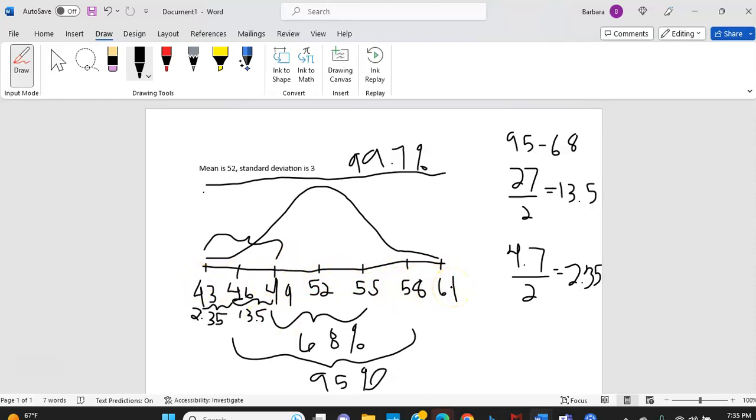So once you've done one of these, it may be wise to make yourself a little drawing and go, okay, I know that between the third and the second standard deviation, it's always 2.35%. And between the second and the first standard deviation, it's always 13.5. And if we wanted to, we could figure out very easily what it is between the first standard deviation and the mean itself simply by dividing the 68 in half, because half of it is right here and half of it is right here. So this would be 34% between the first standard deviation and the mean.